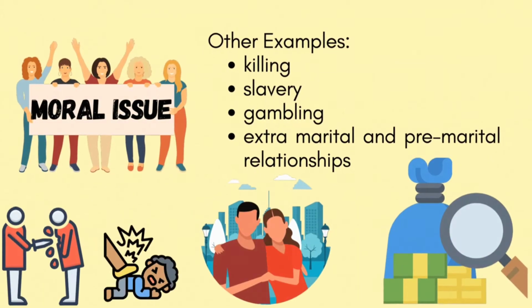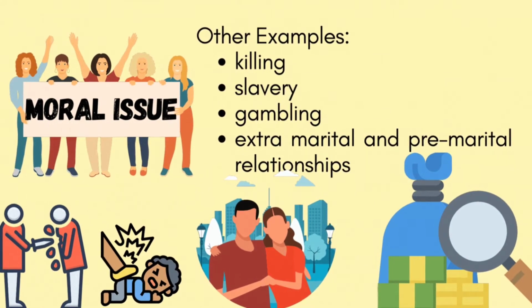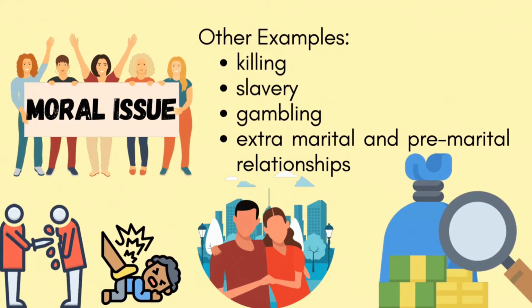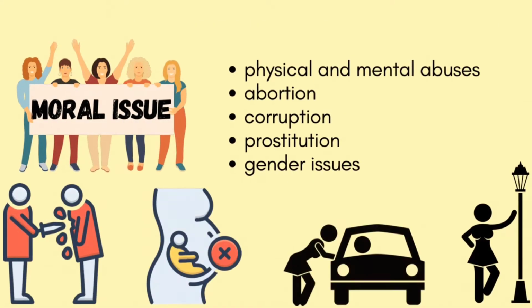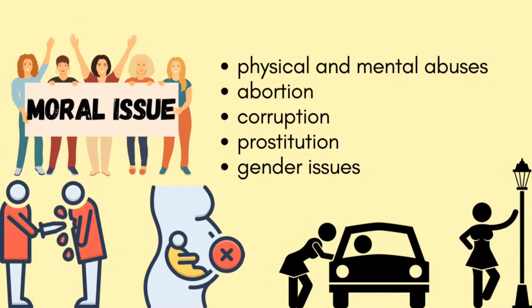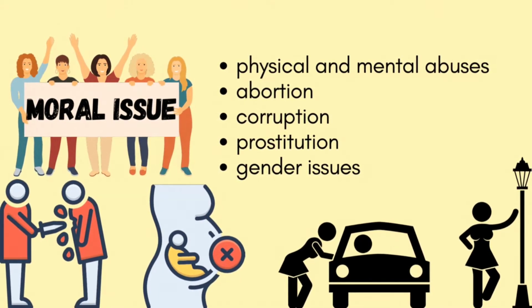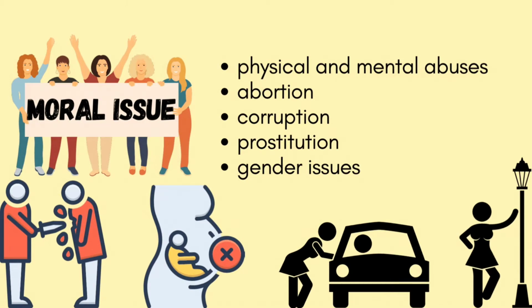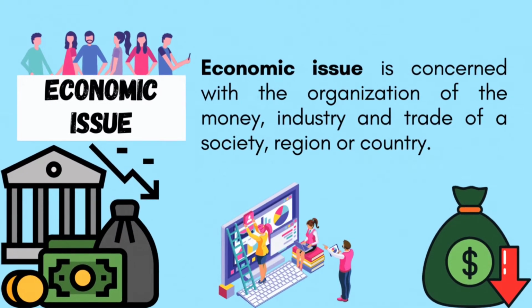Other examples: killing, slavery, gambling, extramarital and premarital relationships, physical and mental abuses, abortion, corruption, prostitution, and gender issues. The last one talks about economic issue.